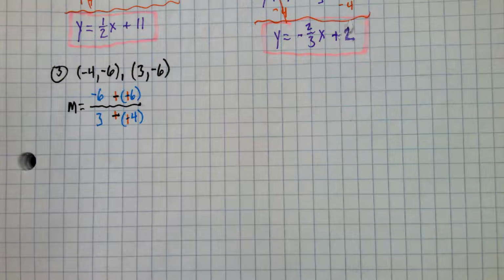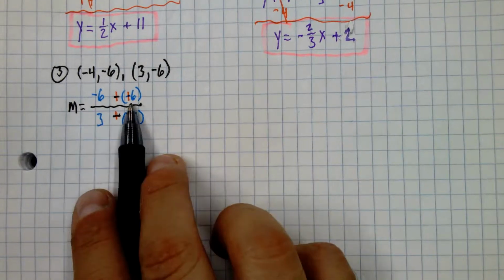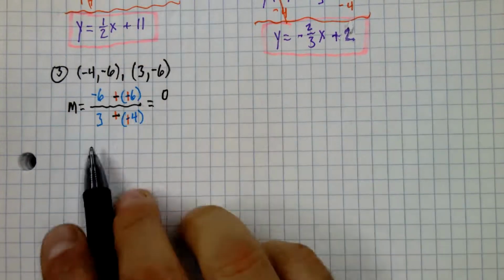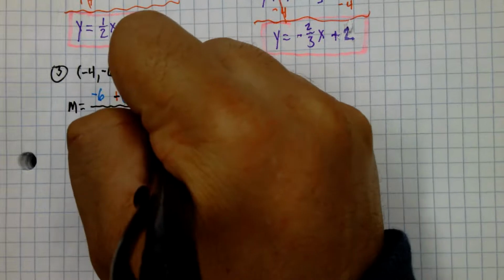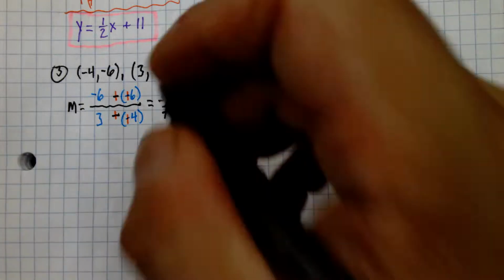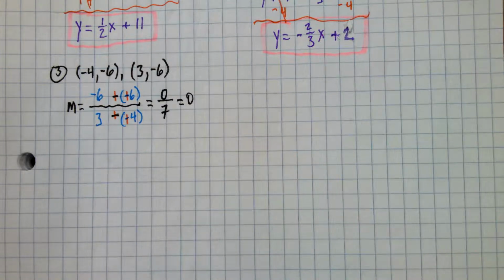So what does that give us? -6 and 6. That makes 0. 3 and 4 makes 7. Okay. What's 0 over 7? 0. So our slope is 0. Let's see what that does.